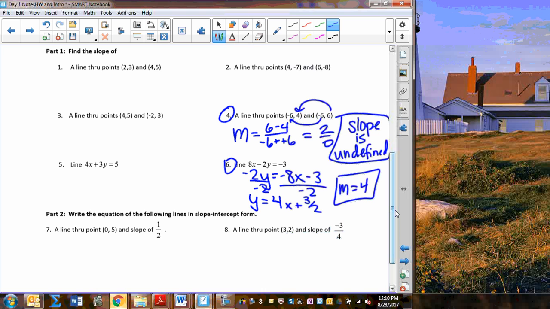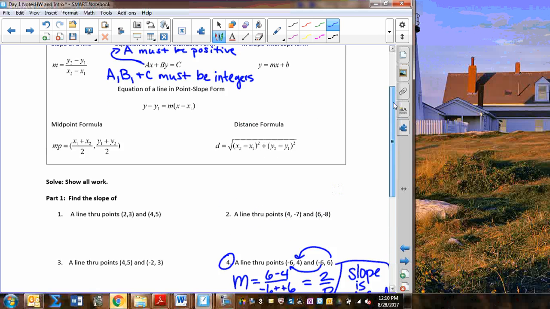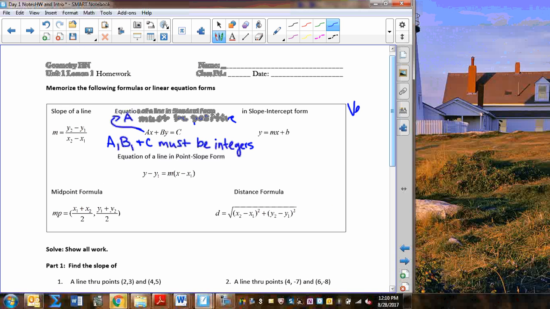What does that mean for our slope to be undefined? What is my line going to look like? Vertical. Good, it's going to be vertical. Let's go ahead and throw that at the top here. So vertical line, slope is undefined. So vertical line, that slope's undefined.